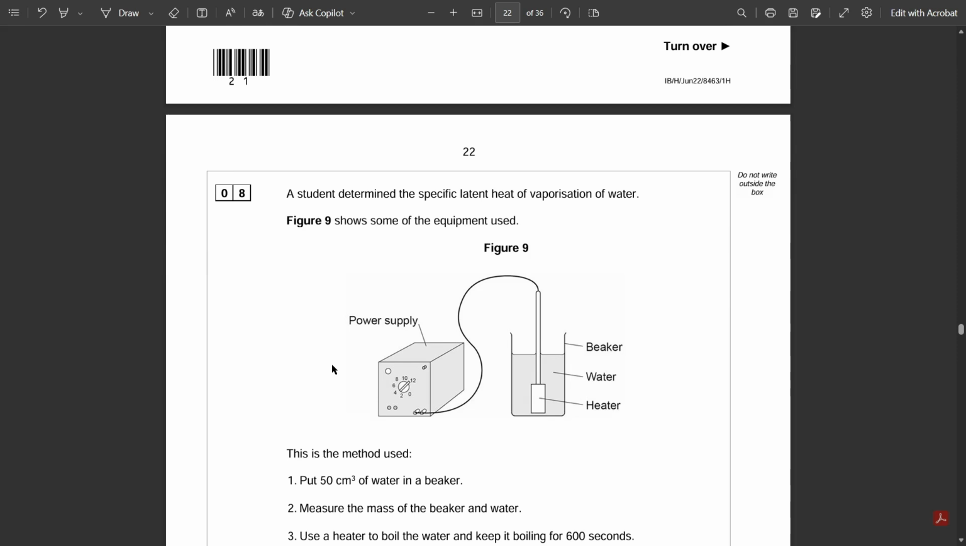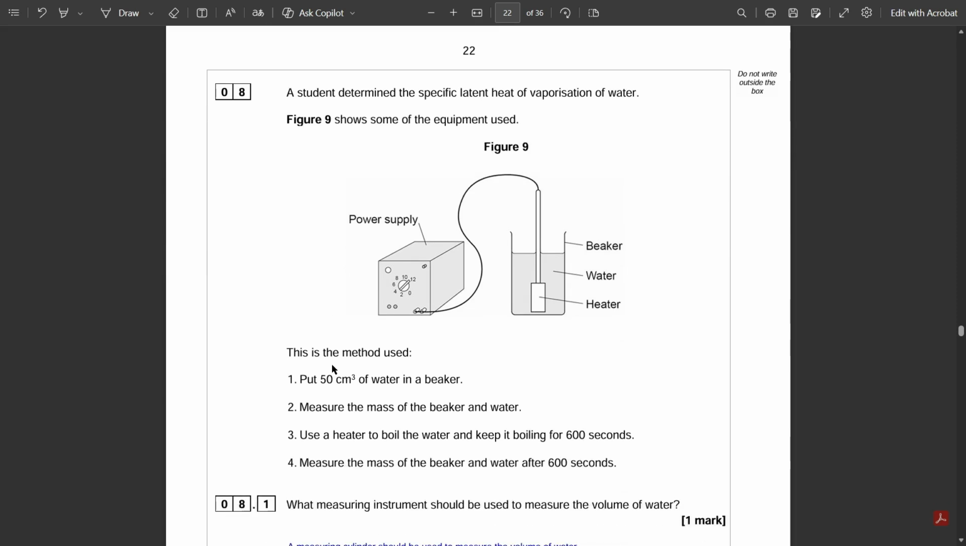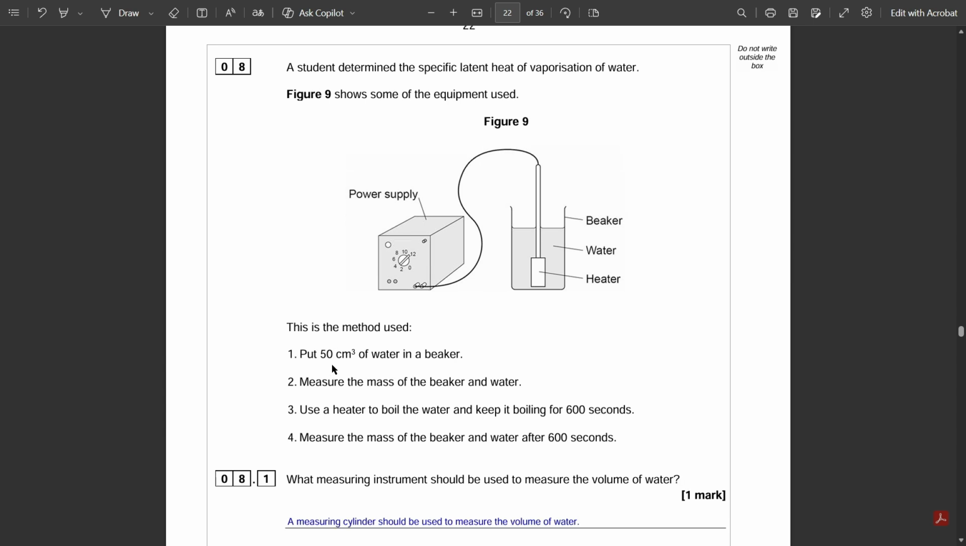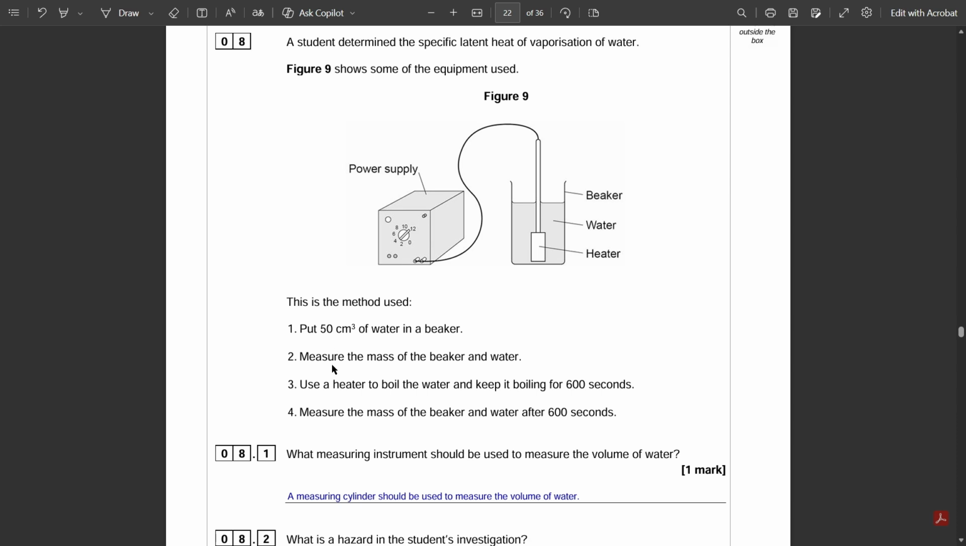Okay. Then for question 8, a student determines the specific latent heat of vaporization of water, with figure 9 showing some of the equipment used. And then we're just given the method they used. They put 50 centimeters cubed of water in a beaker, measured the mass of the beaker and the water, used a heater to boil the water and keep it boiling for 600 seconds, and measured the mass of the beaker and water after 600 seconds. So, what measuring instrument should be used to measure the volume of the water?